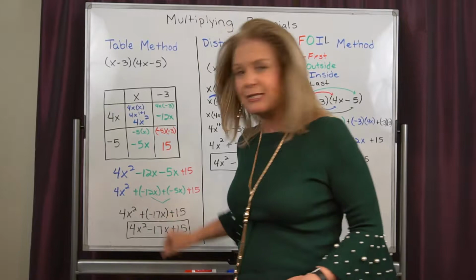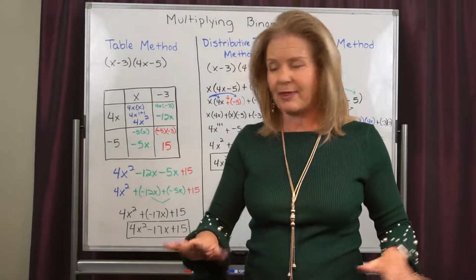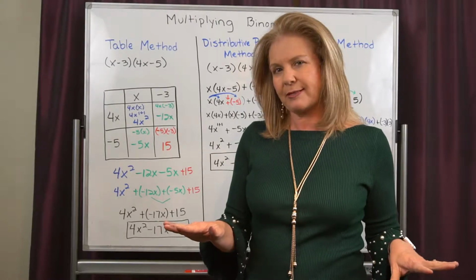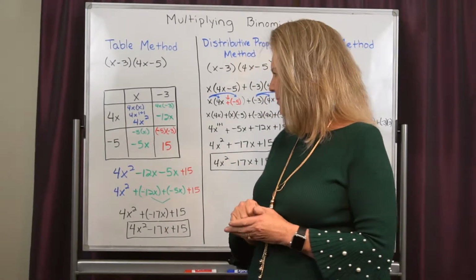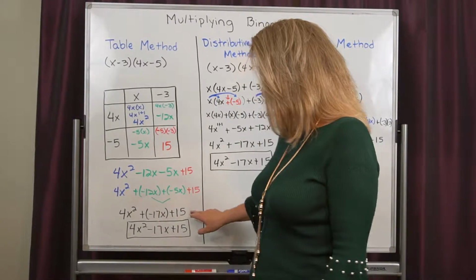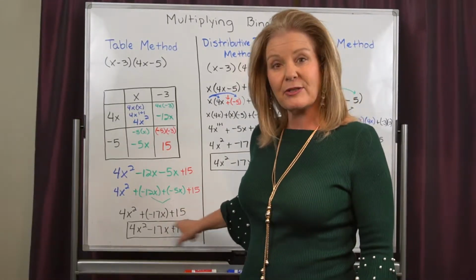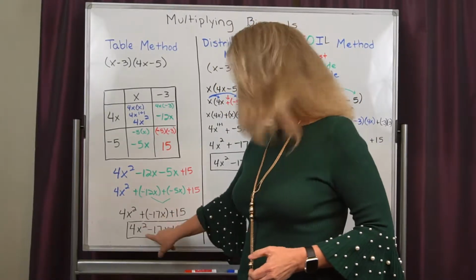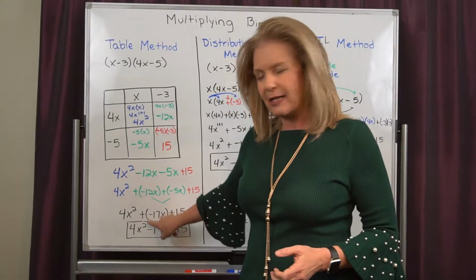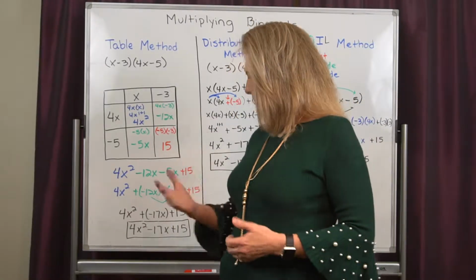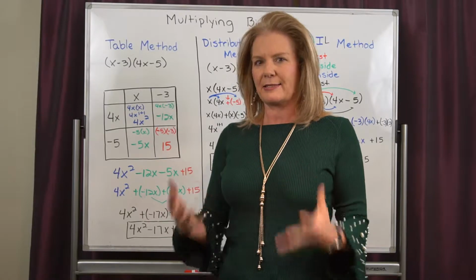Now, I can't put these two together because they're not the same thing. This is an x squared and this is an x, two different degrees of terms, so we don't ever pull them together. Now, that 15 is just by itself. I don't have any other 15s there, so that can remain by itself. In the end, I'm going to rewrite it, changing back that addition to subtraction, changing that negative to a positive. So my final answer would be 4x squared minus 17x plus 15.